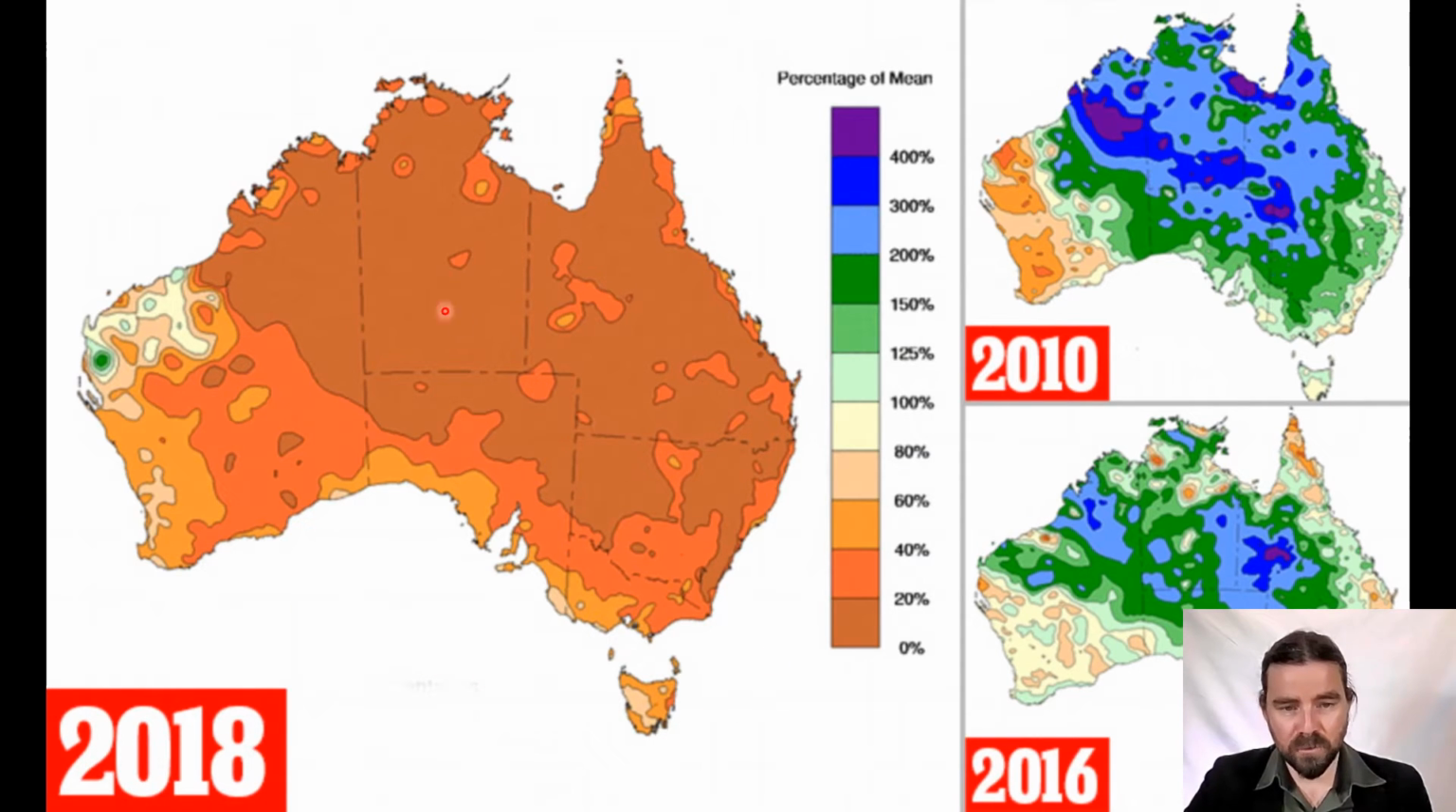It's all browns and reds, which means it's 20% or even 0% of the average. So very little rain. This is across the whole country. This is when Australia was in a massive drought. So that's 3 years ago from when I recorded this video. So we go from 2010, above average rainfall, 2016, a little bit above average rainfall, to 2018, way below the average rainfall. Fun.